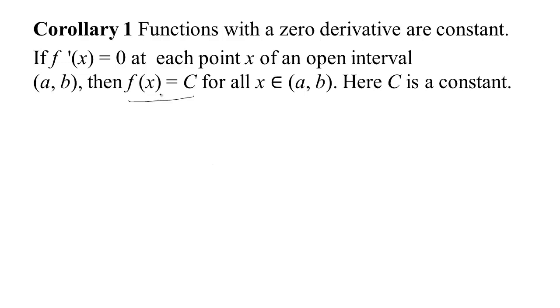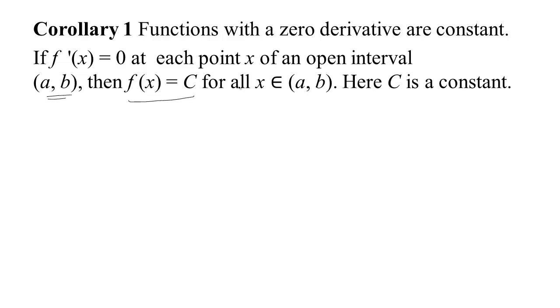We know the opposite, right? If a function is constant, its derivative is 0. Corollary 1 says it also goes the other way. If the derivative is 0 on some open interval, then the function will be constant on that interval. See, the proof of this follows from the mean value theorem.